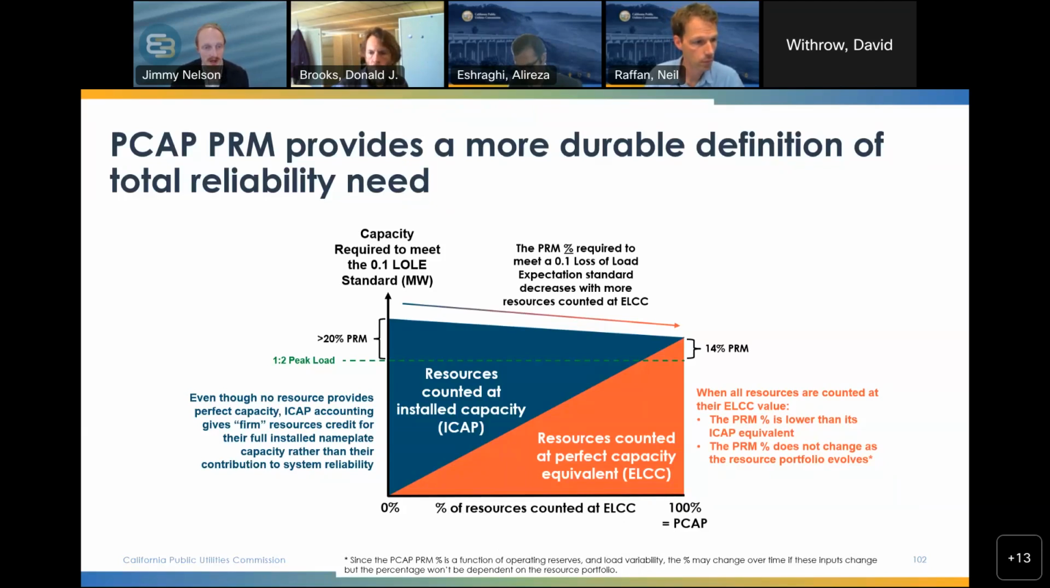But that's hard to do with an ICAP planning reserve margin, because as the composition of the system changes and potentially shifts away from the firm resources that would be counted at installed capacity, the planning reserve margin percentage itself would shift, because the higher planning reserve margin in an ICAP world is a result of holding some extra margin above peak to deal with firm resource outages. So you don't have that problem with the perfect capacity equivalent. The planning reserve margin goes down because now the need to hold capacity for forced outages of firm resources is implemented via the resource contribution itself to the peak. Next slide.